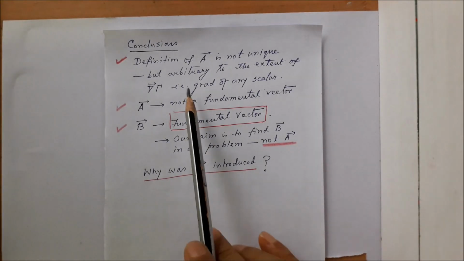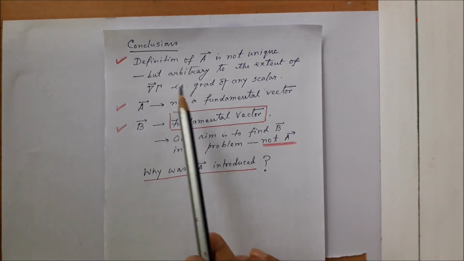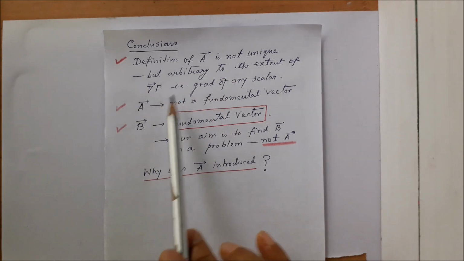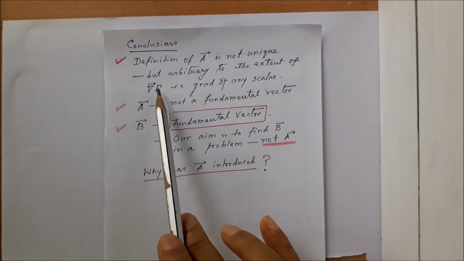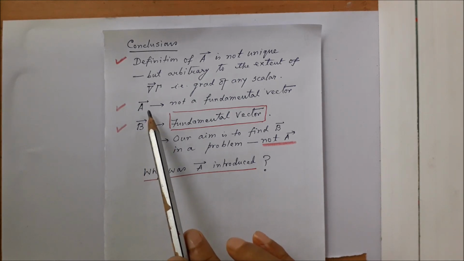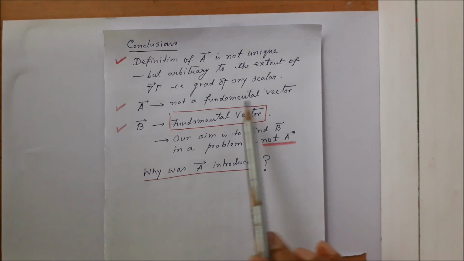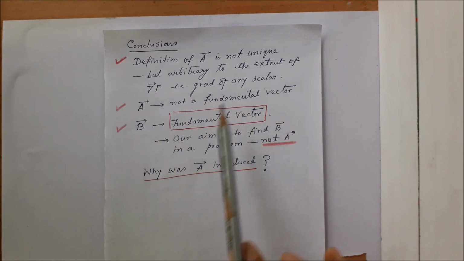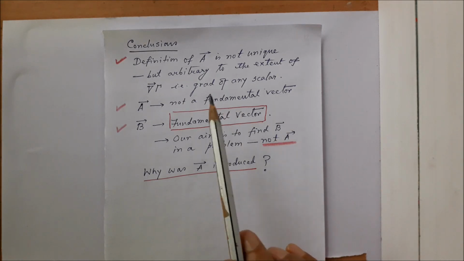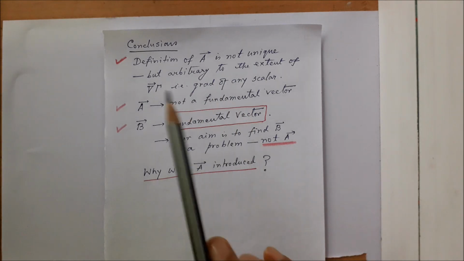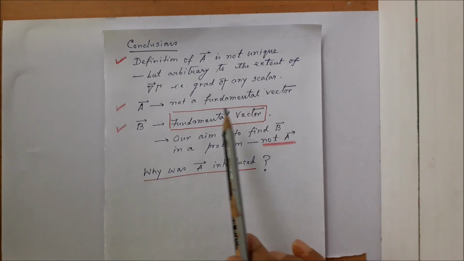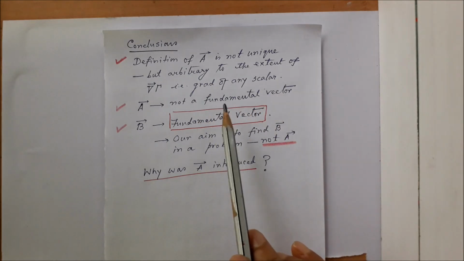So these are the conclusions. Definition of vector A is not unique but arbitrary to the extent of addition of grad of gamma, apart from a constant C. Vector A is therefore not a fundamental vector because it has no unique value. Considering a quantity which is itself unsure of its value, sometimes A plus grad gamma, sometimes A plus C, and so on and so forth, cannot be used as a base to represent any system.